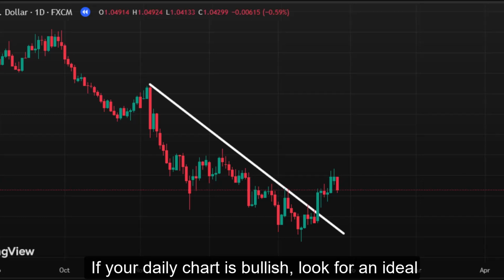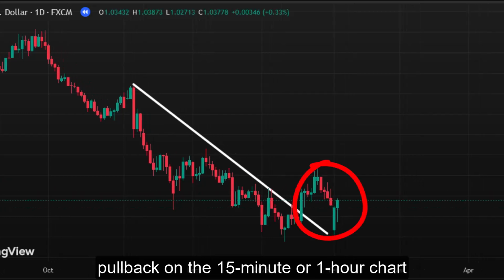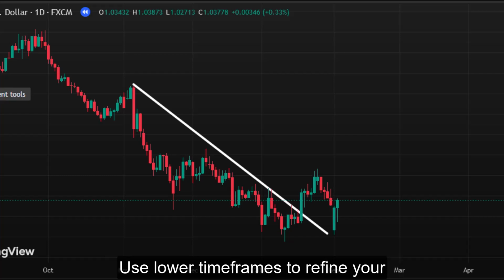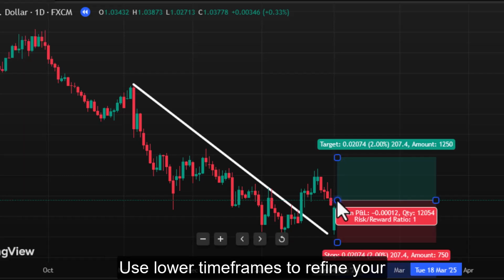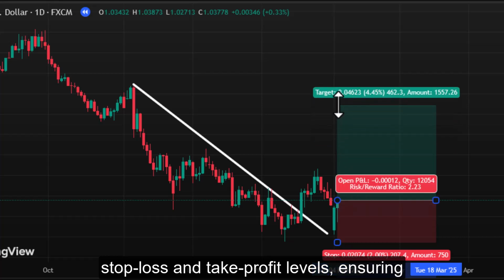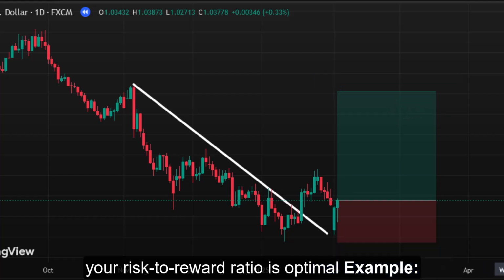If your daily chart is bullish, look for an ideal pullback on a 15-minute or 1-hour chart before entering a long trade. Precision. Use lower time frames to refine your stop loss and take profit levels. Ensure your risk to reward ratio is optimal.